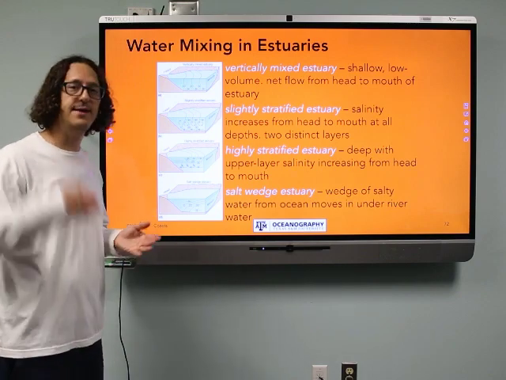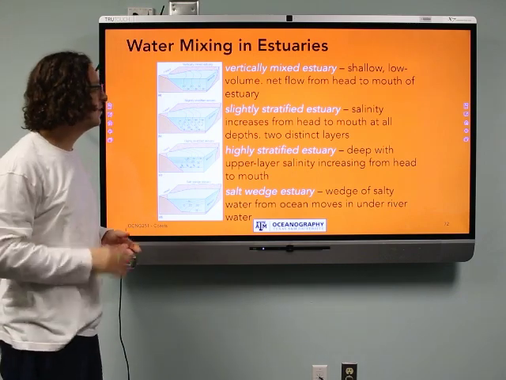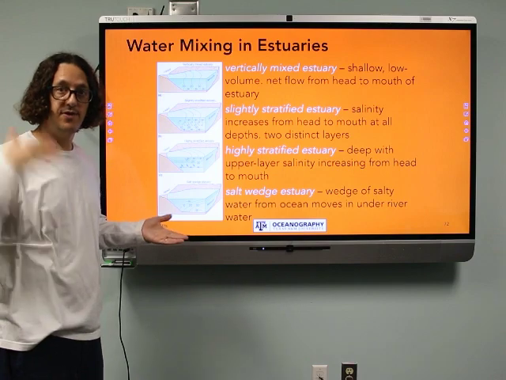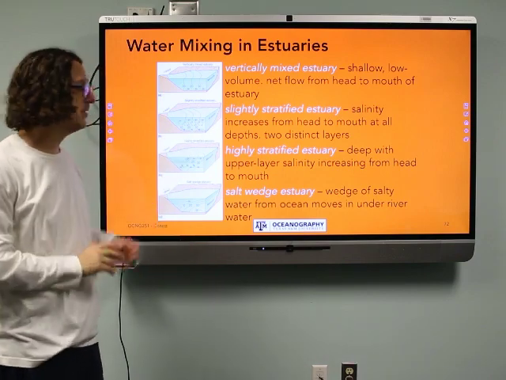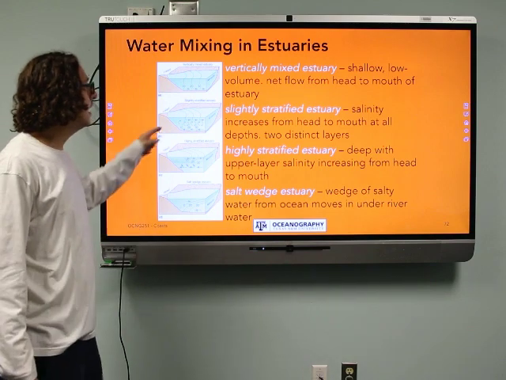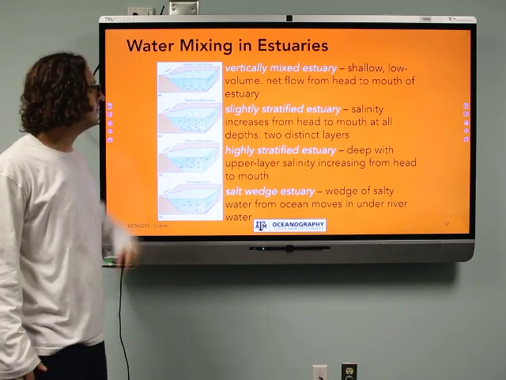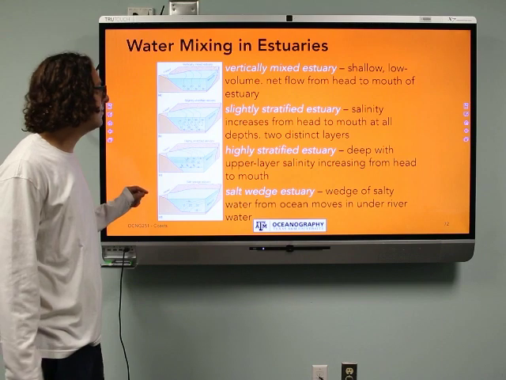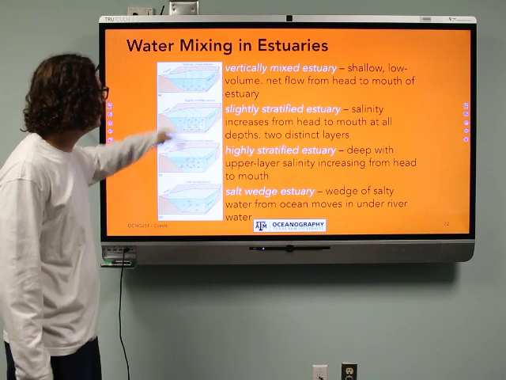So that's what stratified means, right? You have different layers. Strata, right? Strata is a layer. That's where the word stratified comes from. So you have different strata, different layers of salinity. It's a slightly stratified estuary. They're saying salinity increases from the head to mouth at all depths, but you have two distinct layers.